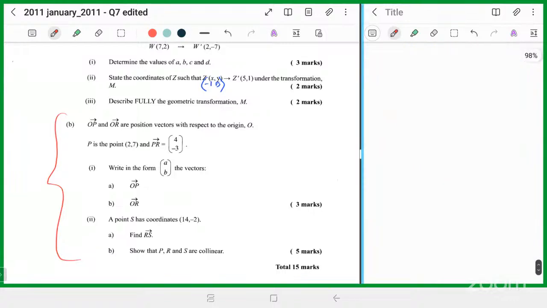Let's continue. Vectors now. Fun question. Vectors, but this one is only values. It gives us OP and OR are position vectors, and it tells us that P is this point and PR is that vector. Easy. So they want us to write OP and OR. Question looks familiar, no problem.